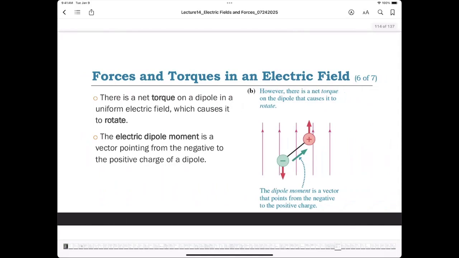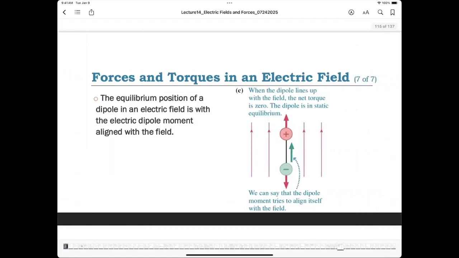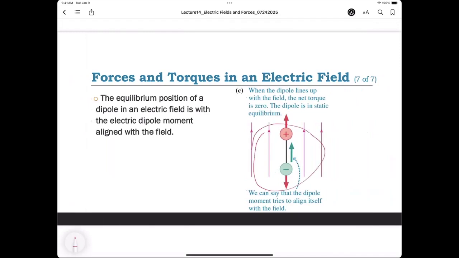The electric dipole moment is a vector pointing from the negative to the positive charge of the dipole. You can see, from negative to positive charge of a dipole, this is the dipole moment. The equilibrium position of a dipole in an electric field is with the electric dipole moment aligned with the field. This is the equilibrium position for a dipole. When the dipole lines up with the field, the net torque is zero and the dipole is in static equilibrium. We can see that the dipole moment tries to align itself with the field. Does it make sense to you?